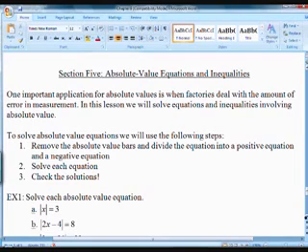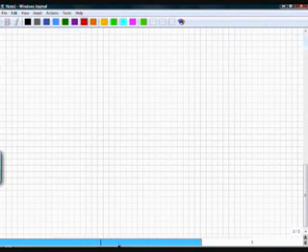Here we go. To solve an absolute value equation, we will use the following steps. These are on your notes. Step number 1, we will remove absolute value bars and divide the equation into a positive and negative equation. We'll solve both equations and we'll check our answers. Let me show you what I'm talking about.